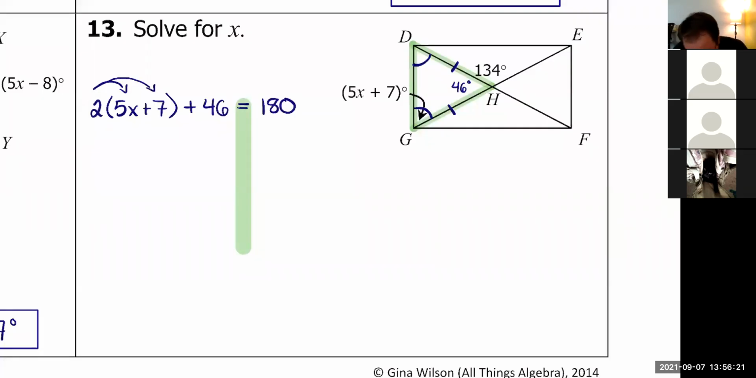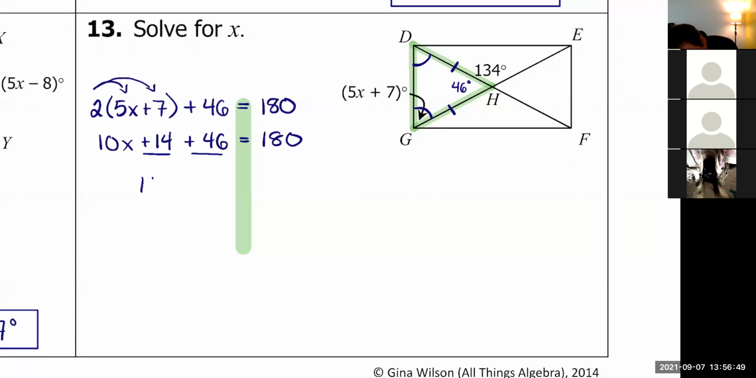Okay, so we're back there. 2 times the 5x plus 7s, because we have those 2 angles that are the same, plus the 46-degree angle, which is all three angles now, should equal 180. I'm working on solving this equation. I'm first going to distribute the 2 to get 10x plus 14. Bring down the 46, the equals, and the 180.